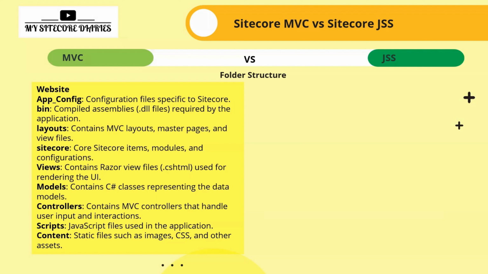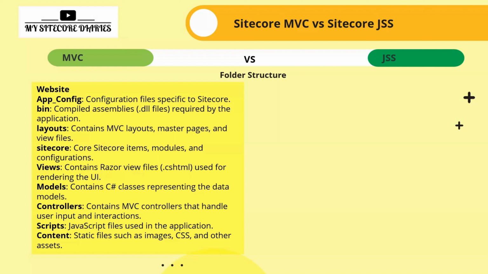Then you have a layouts folder. So you are using MVC layout: MVC layouts, master pages, view files, all those will come in layouts. Then you have a Sitecore folder, which is core for Sitecore: core Sitecore items, modules and configuration. Then we have views, which is used to store Razor view files. Then models, which contain C# classes representing the data model. We have controllers where we have MVC controllers, then scripts and content. So this is the normal .NET website structure you will get in Sitecore MVC.